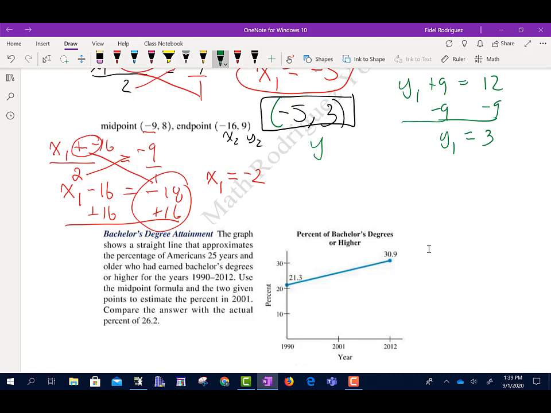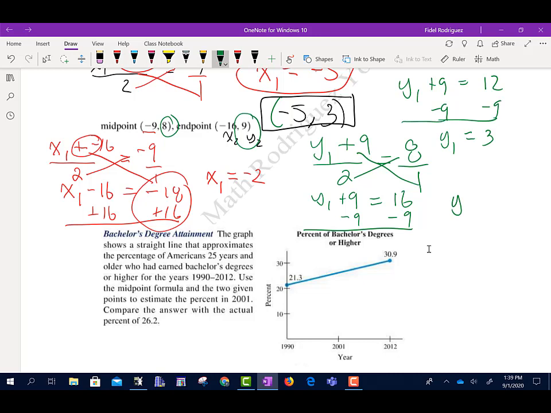So it's going to say y1 plus y2, which in this case is 9, all over 2, is equal to the y coordinate of my midpoint. I'll think about that over 1 again, cross multiply. So y1 plus 9 equals 16. Let me subtract 9 on both sides. And I end up with y1 is equal to 7. So if here's my x coordinate, my y coordinate, then the coordinates of our endpoint is going to be -2, 7. Right?